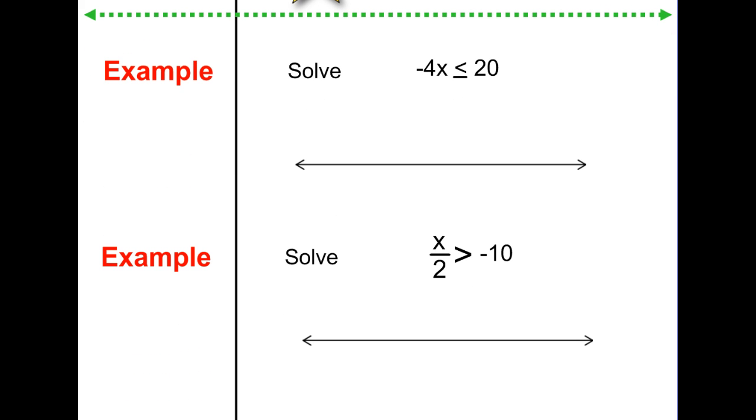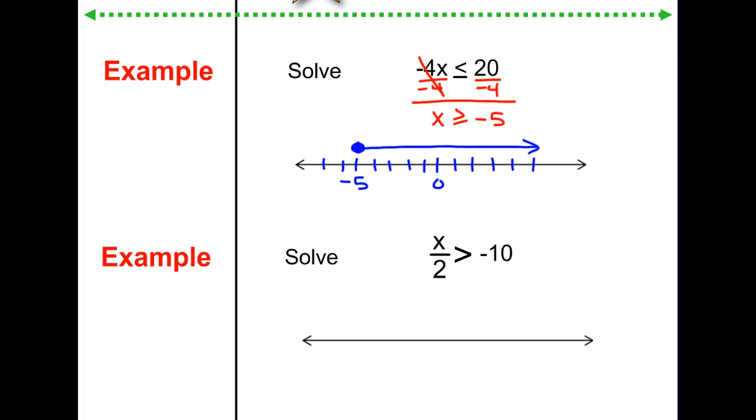If we solve negative 4x is less than or equal to 20, we just divide by negative 4 on both sides. Those cancel out, and we're left with x and negative 5. But since we divided by a negative number, instead of less than or equal to, we change it to greater than or equal to. Then we go to our graph, 0, negative 5, and we have a closed dot because it's or equal to. Now x is greater than, so we know we're going to shade this way.